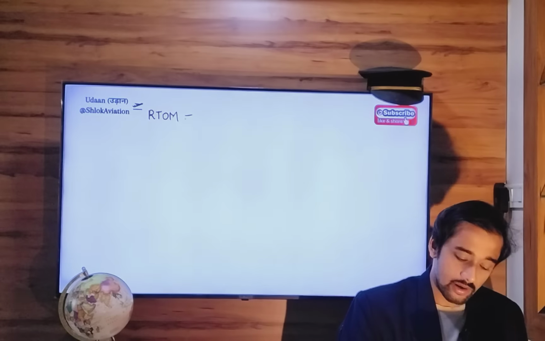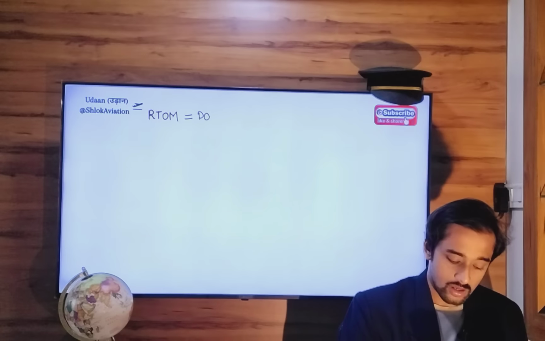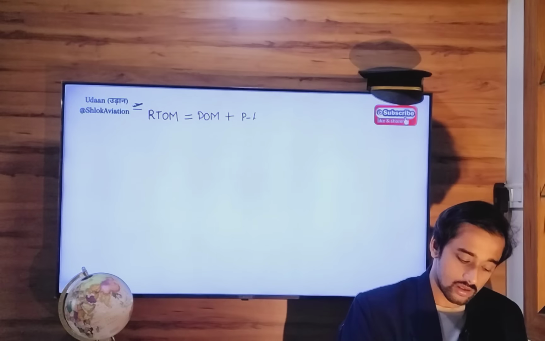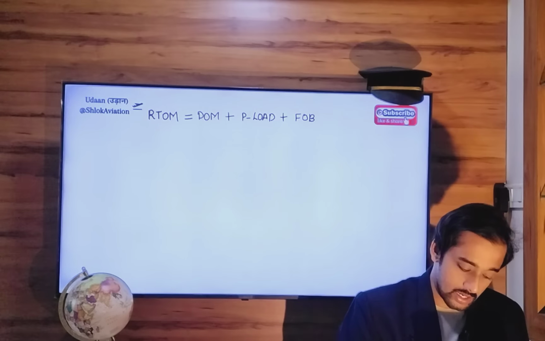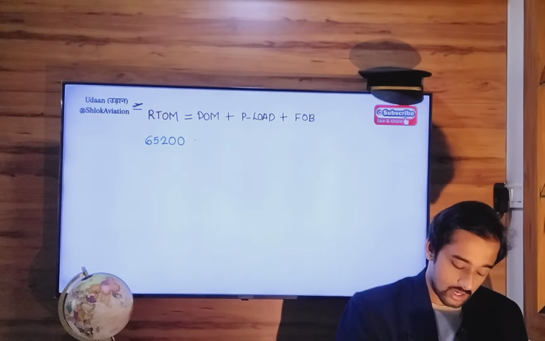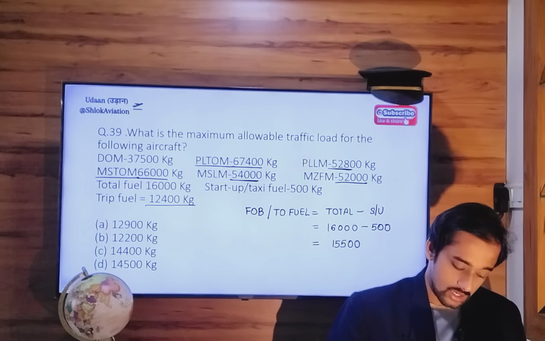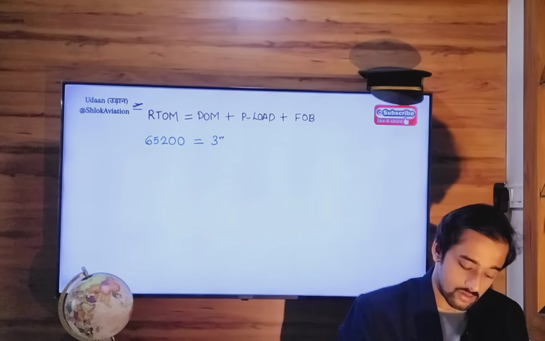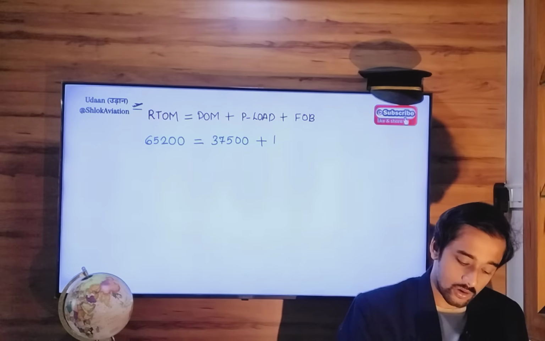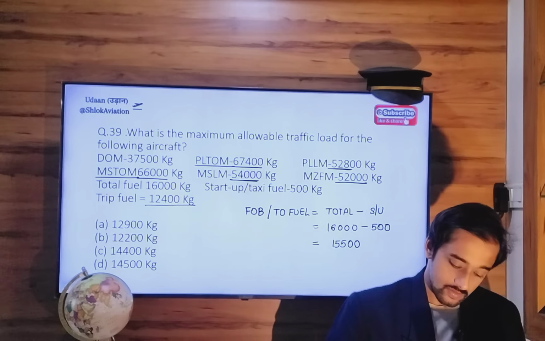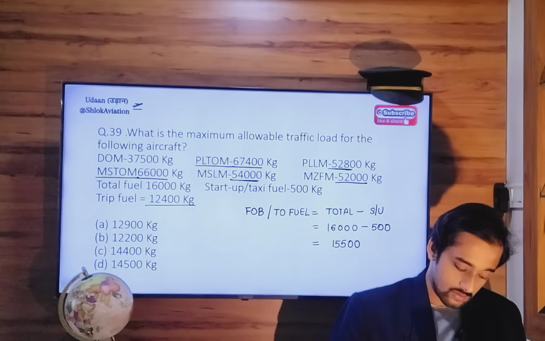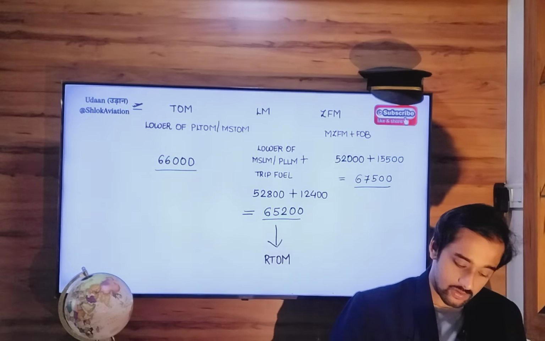Now let's proceed to step number 2, where we are going to use the formula regulated takeoff mass equals DOM plus payload plus fuel on board or takeoff fuel. Regulated takeoff mass is 65,200. Dry operating mass is 37,500. Payload we do not know. Fuel on board is 15,500.